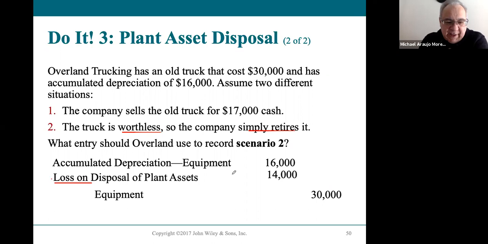Notice this slide has the loss on the debit column, which is where it was supposed to be on the other slide. And that is learning objective 3 in a nutshell.